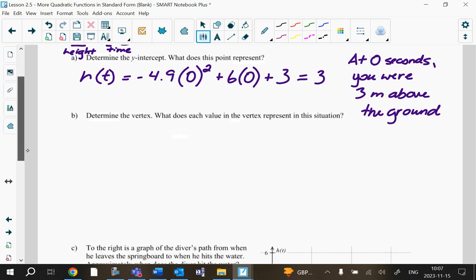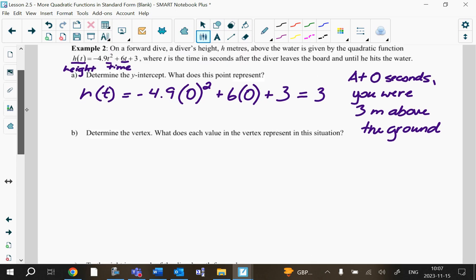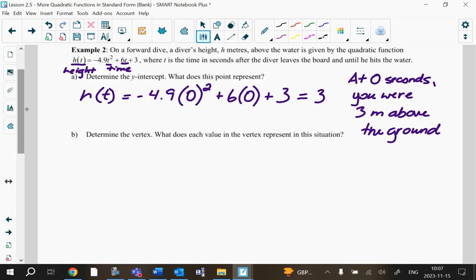So the y-intercept has meaning in problems like these. So especially does the vertex. What form is this equation in? Standard or vertex? Do you see any parentheses? So that means it's not vertex form. It's standard form. So how did we find the vertex when the equation was in standard form?